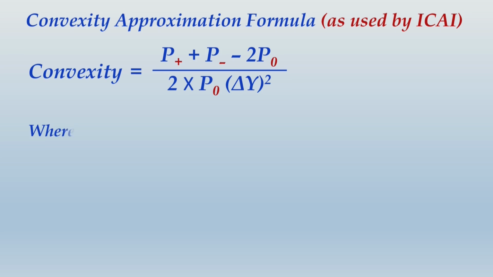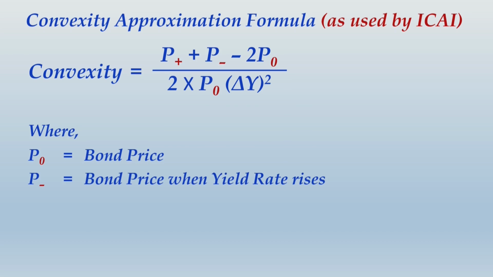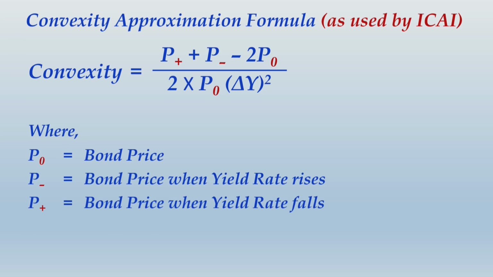So what are these variables used over here? P0 is the bond price, P minus is the bond price when yield rate rises. When yield rate rises, actually the bond price will fall, right? That is why we are writing this as P minus, and P plus will be the bond price when the yield rate falls, because that is the time when the bond price will rise. Delta y is the change in the yield rate.